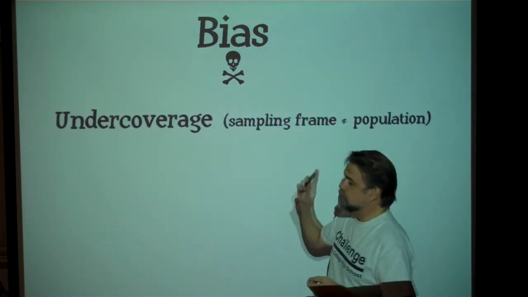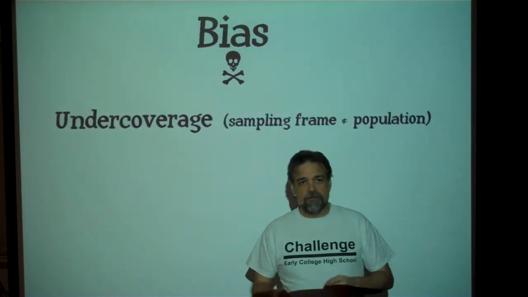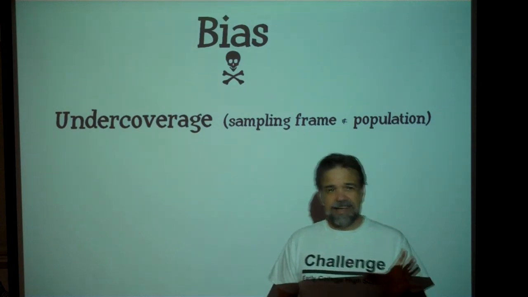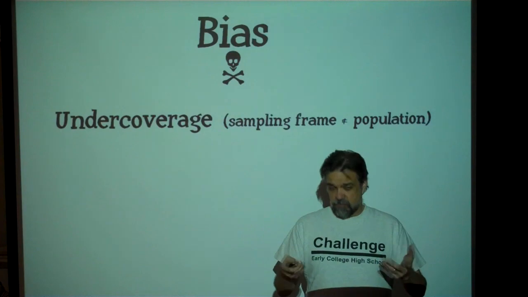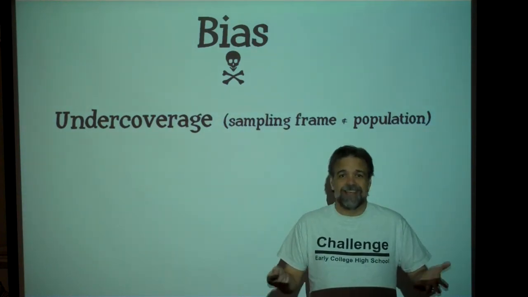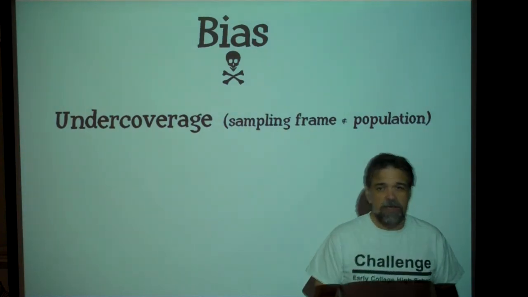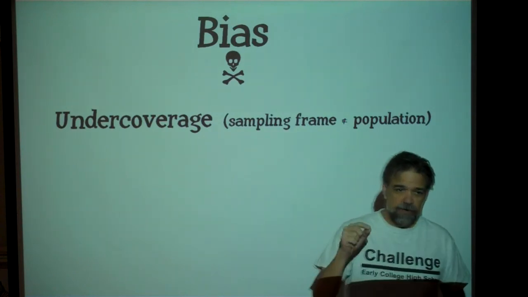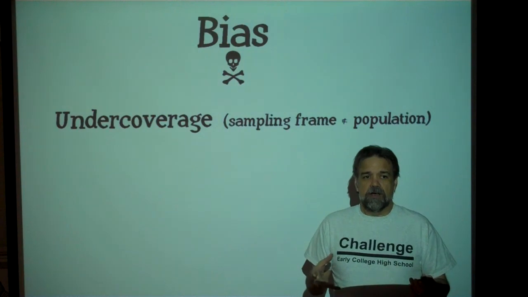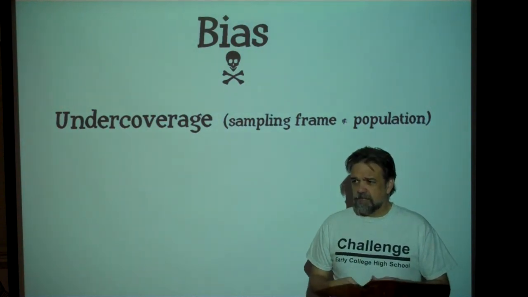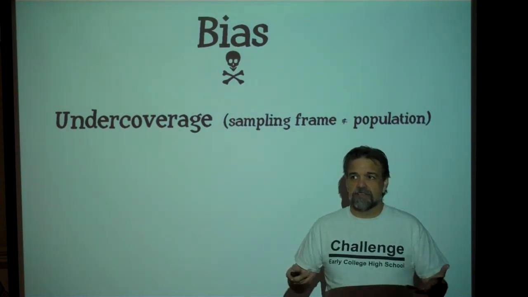So let's look at types of bias that we might get. We might get undercoverage, okay? What is undercoverage? Undercoverage is when your sampling frame does not equal the population. There's a big difference between the sampling frame and the population. Which brings up the question, what's a sampling frame? A sampling frame is the part of the population from which the sample might be drawn, okay? Now, you might be thinking, well, that's just the entire population.